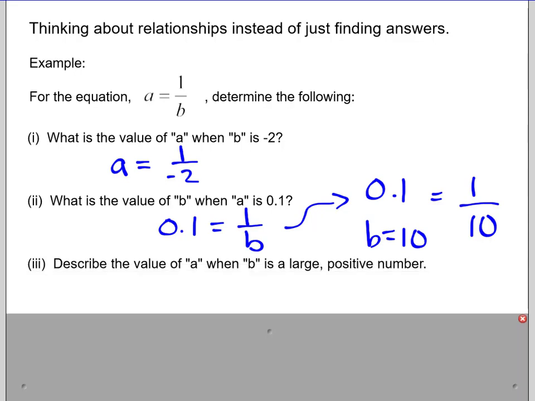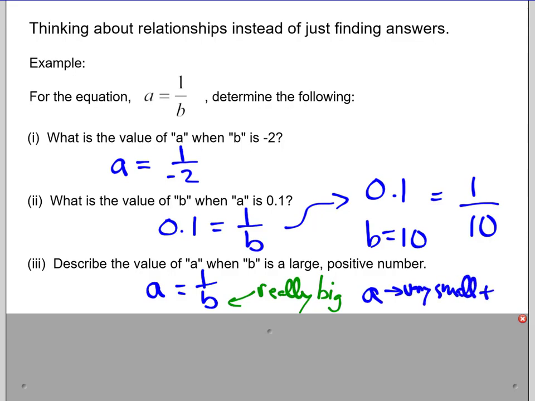Describe the value of a when b is a large positive number. Now this is where it starts to get a little trickier. If we look at a, here's our relationship. If this b on the bottom gets really big, and if you want to try a couple of numbers in a calculator just to test the idea, try 1 divided by 1,000, 1 divided by 10,000, 1 divided by 1,000,000, and you'll start to see the trend or the behavior of a. So when b becomes a large positive number, a becomes a very small positive number. The bigger the number you put in for b, the smaller a is going to end up being.